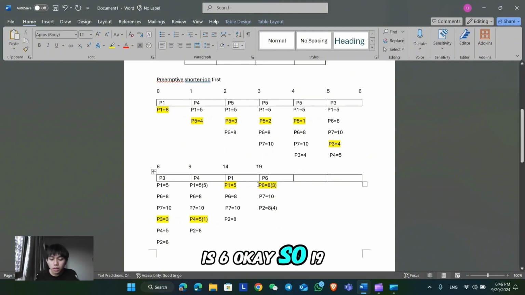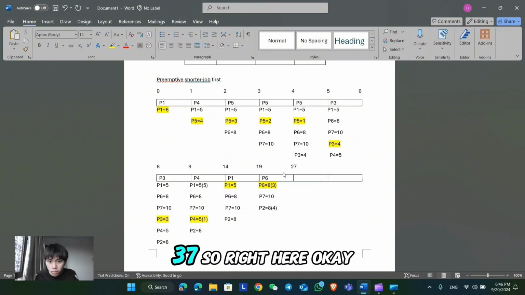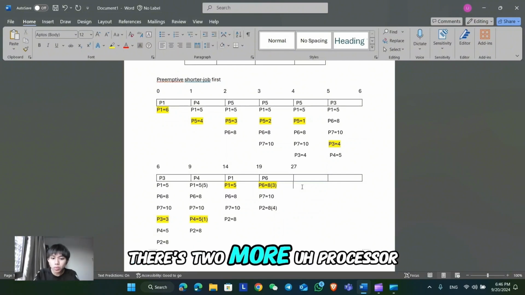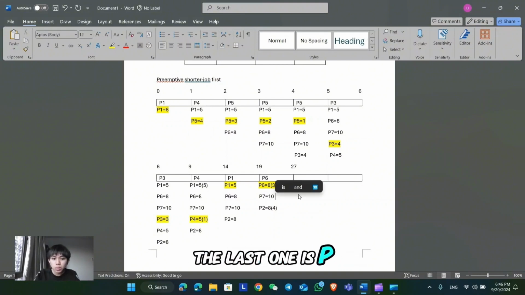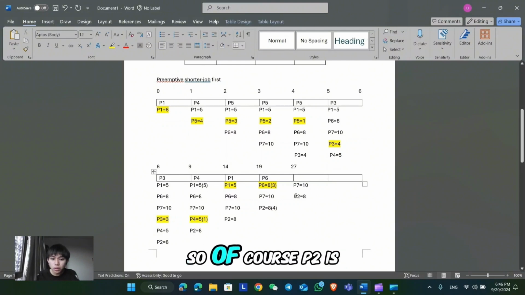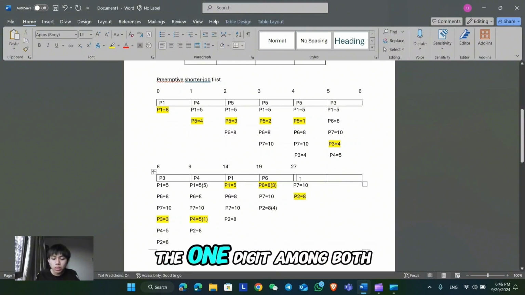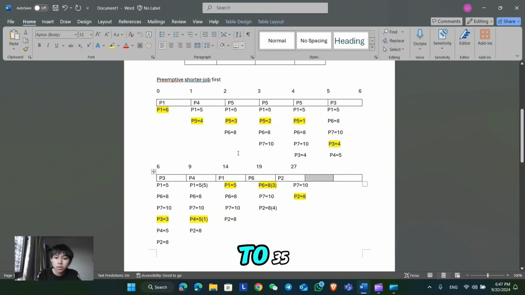P6. Okay, so 19 plus 8 equals 27. So right here, let's continue. There are two more processes left. P7 equals 10, and the last one is P2 equals 8. Of course, P2 is the smaller digit among both of them. So 27 plus 8 equals 35.